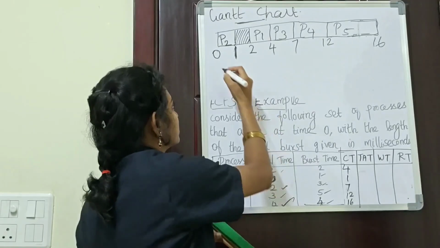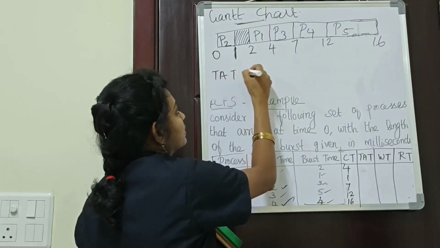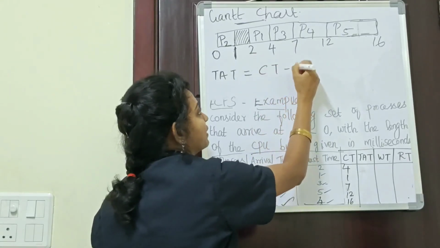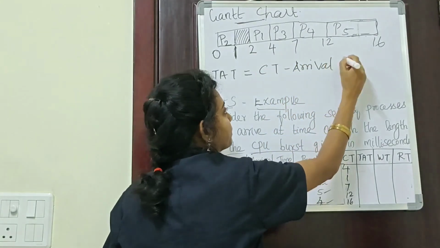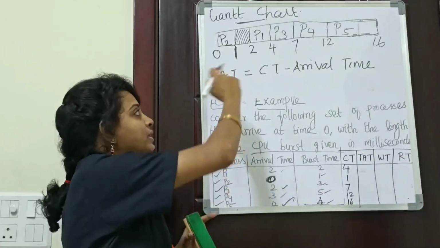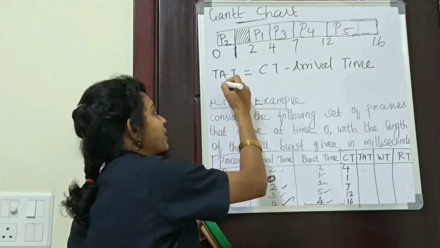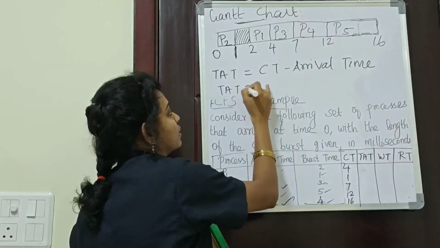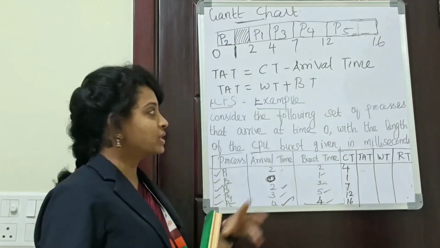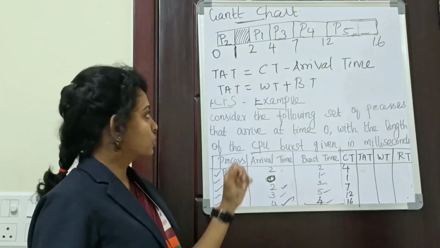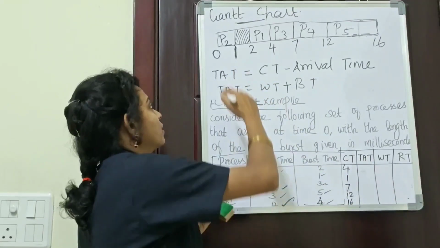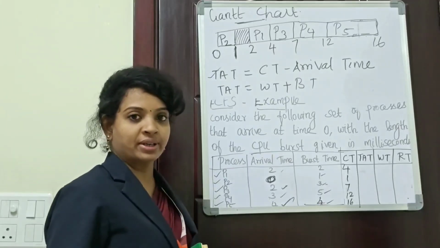Then we have to find out the turnaround time. We find the turnaround time by using completion time minus arrival time. We can also write the turnaround time as waiting time plus burst time. But we haven't found the waiting time yet, so we use this formula: turnaround time equals completion time minus arrival time.